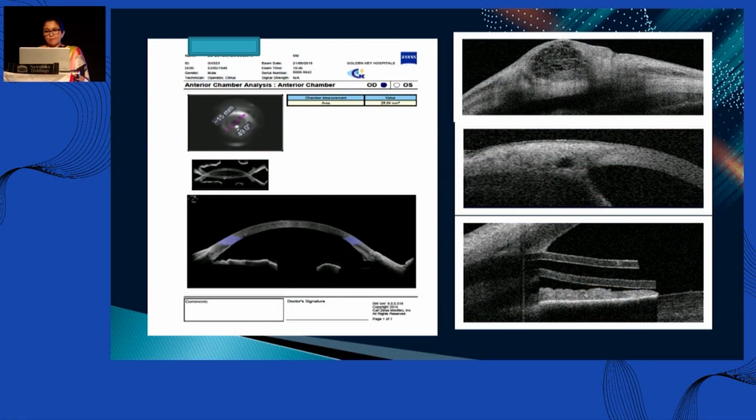ASOCT can be used to evaluate the filtering blebs or glaucoma drainage devices in the postoperative period. Clinically, blebs can be described as diffuse, cystic, encapsulated or flat. However, these descriptions are subjective. Therefore, visualizing intra-bleb morphology with anterior segment OCT may enhance our understanding of the bleb. The first image shows a functioning bleb, the second image shows a non-functioning flat bleb, and the third image shows a patent drainage device.